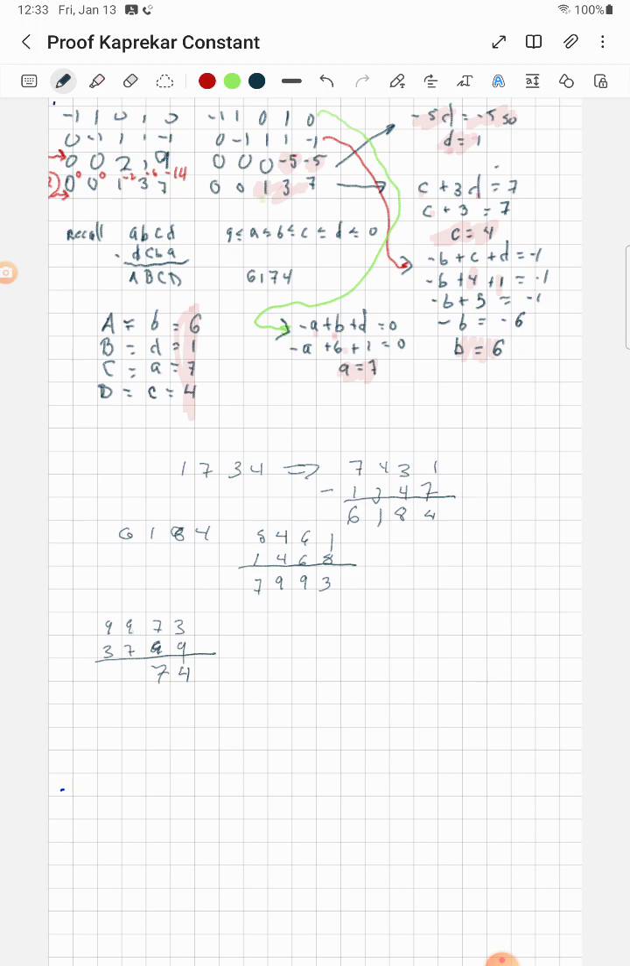And then 9 minus 7. Oh, I borrowed one, right? So that's 8, so that's 1. And then that's 6. And there it is. It worked. It took 3 steps. I hope that helped. Thanks.